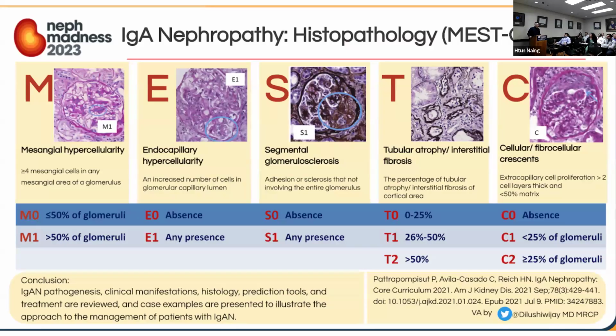So this is going to guide you to think about the prognosis of this patient. Number two, it may also guide you on how you're going to treat this patient. For example, if you have T2, and then you don't have any of M1, E1, S1, or C1, are you going to give steroid or not? Because that's the chronic state, you might not see any acute inflammation, so it might not respond to any of the treatment that you do.